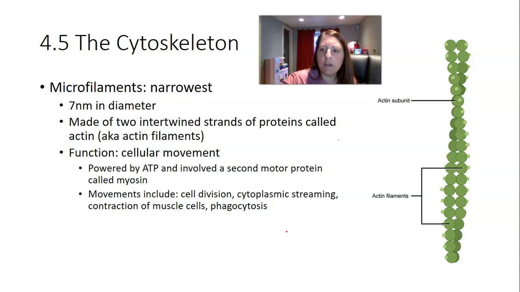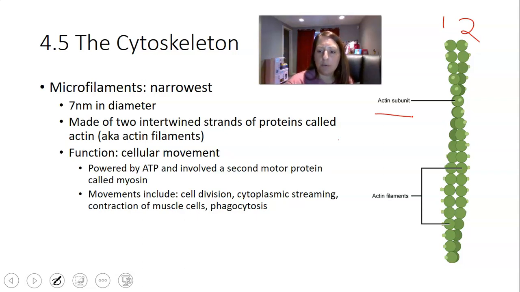So if we look here on our figure, we can see that there's 1, 2 intertwined filaments. You can see how they kind of wind around each other. And each one of these green spheres represents an actin protein. So it's a strand of those. Okay, what are these used for? What do they do in the cell? They're involved in cellular movement. With the use of energy, or ATP, and with the help of a second protein called myosin, they're going to help stuff to move within the cell.